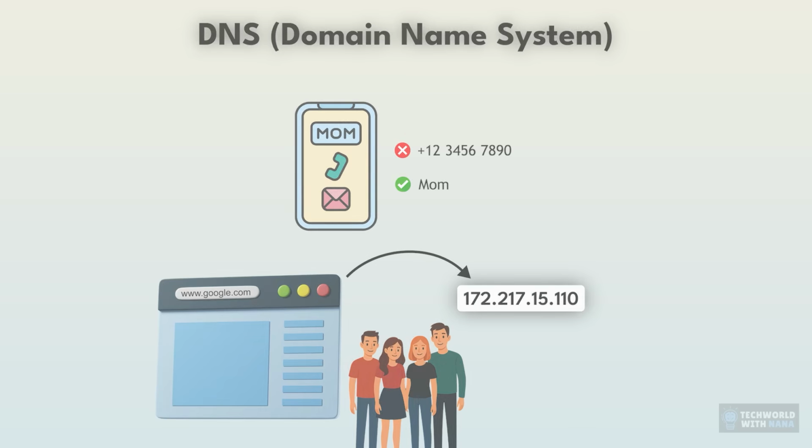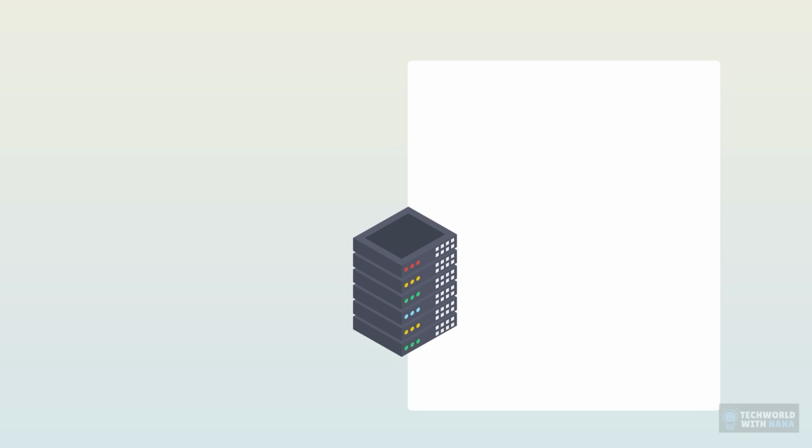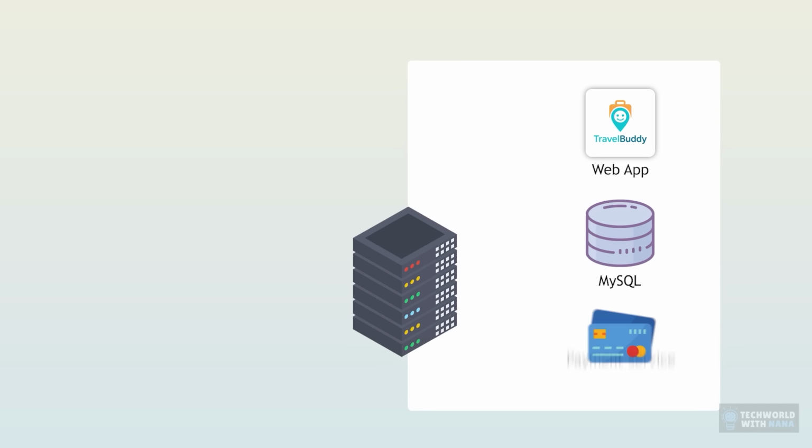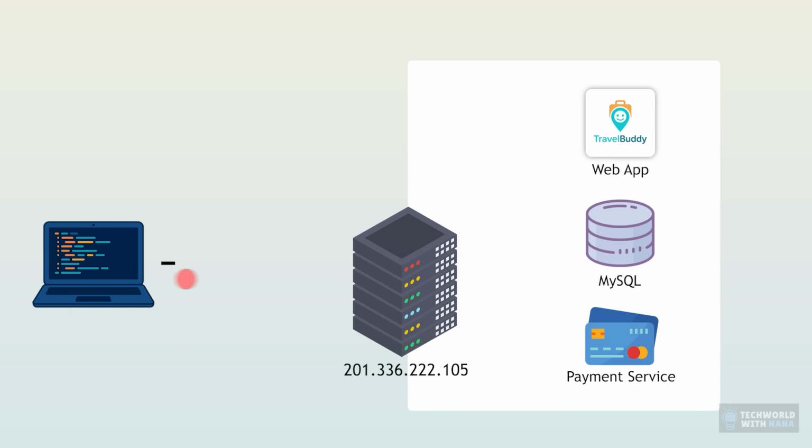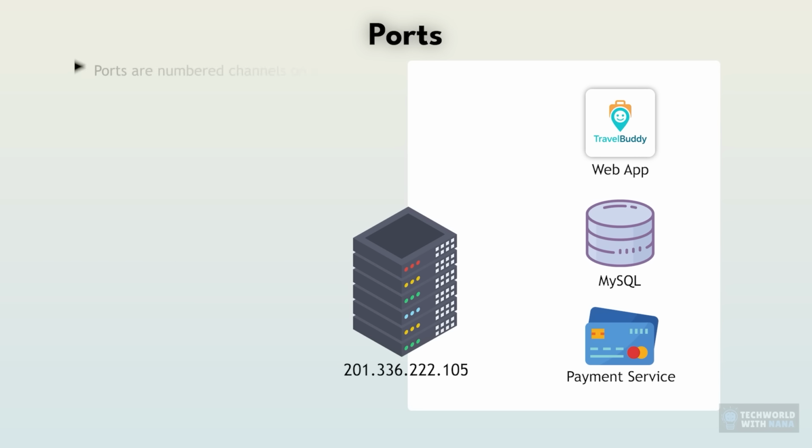Good. But here is the next problem. Our single server is now running three different things: the website that customers see, a database storing all the booking information, and a payment processing service. All three share the same IP address. So when the request arrives at our server, how will the server know which application should receive it? This is where ports solve our problem. Ports are numbered channels on a server, ranging from 1 all the way to 65,535, and each application listens on a different port number. So let's say this is how we set up our application.